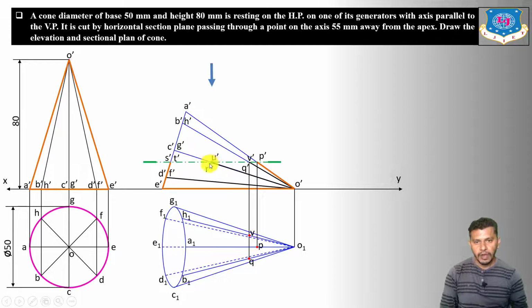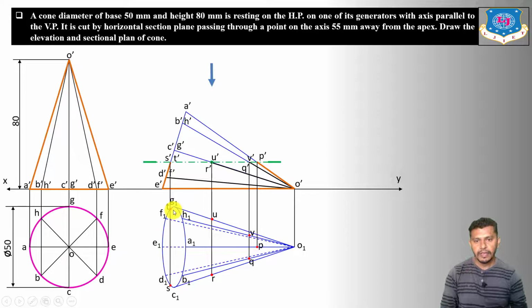Now here R and U are on the generators OC and OG. So we have to take the projectors up to the generator OG and OC. So here we will get R and here we will get U. Okay, at the intersection point of the projector and the plan of the generators, where the cutting plane is cutting the object. Now S and T are on the base. So draw the projection like this. So here we will get S and here we will get T.